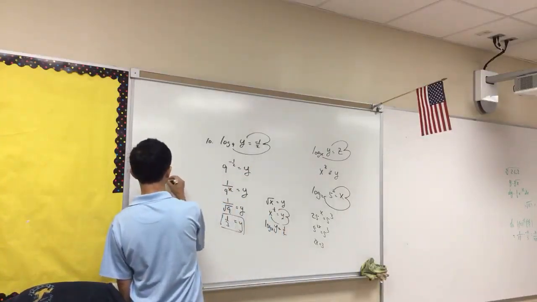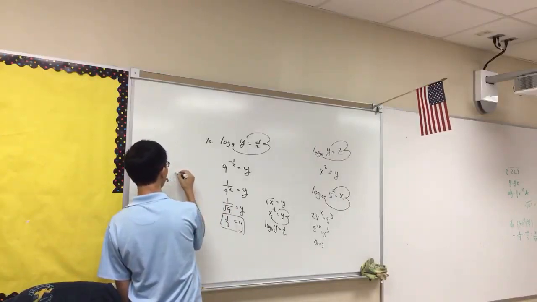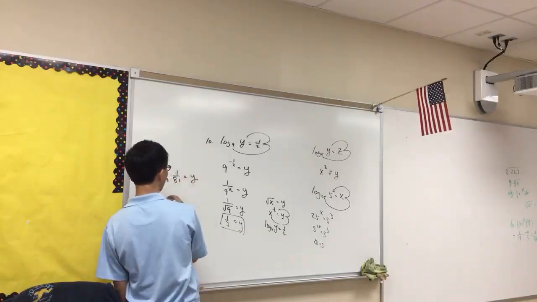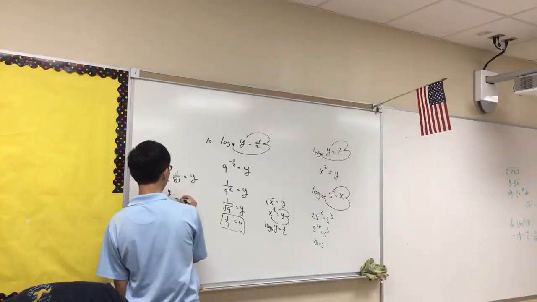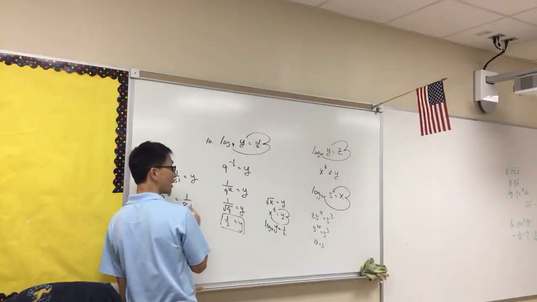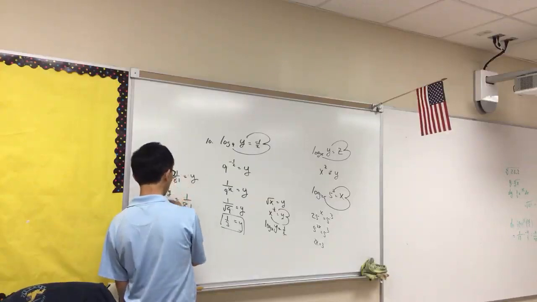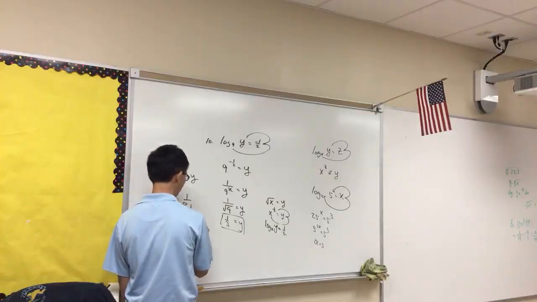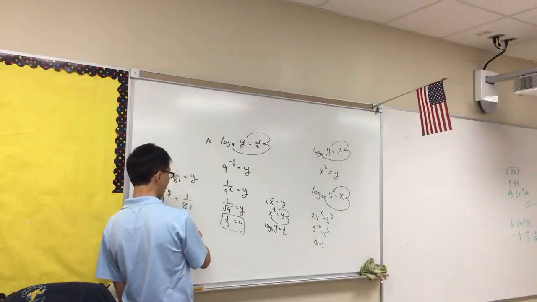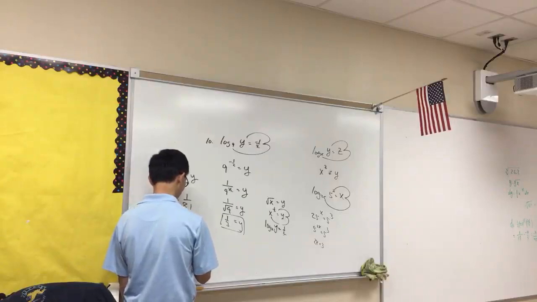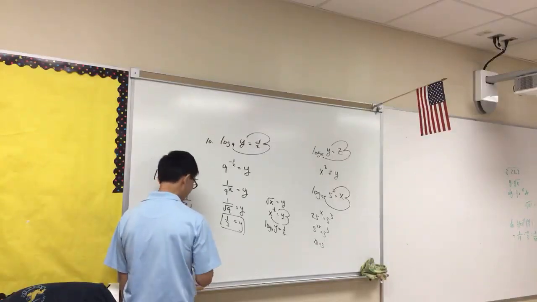Log base 9 of 1/81 equals y. That's a good question. So it will be 9 to the y equal to 1/81. So what do 81 and 9 have in common? 9. You just square 9. Now this one can flip to the top, becomes negative. So y is equal to -2.